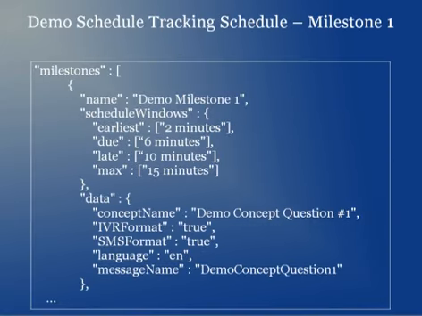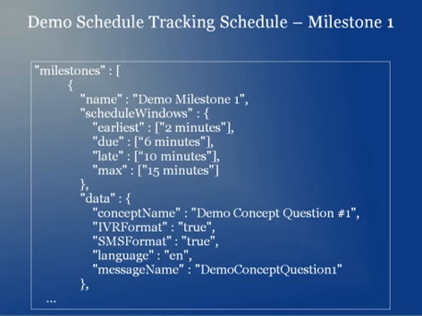Let's take a closer look at one of the milestones within the schedule tracking demo schedule. The JSON on this slide shows the name, schedule windows, and data for one particular milestone within a schedule. Note that the name is Demo Milestone 1, and that there are 4 schedule windows for this milestone, which represent the 4 types of windows that are possible in MOTECH: earliest, due, late, and max. I'm going to explain what those windows are and what their values indicate in just a moment.